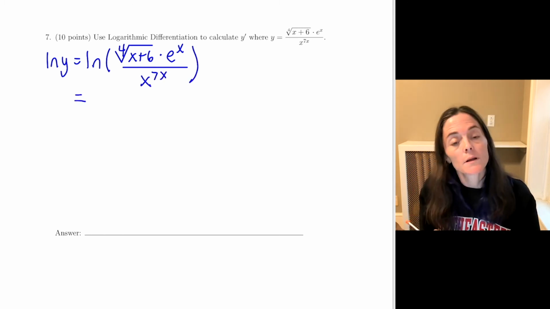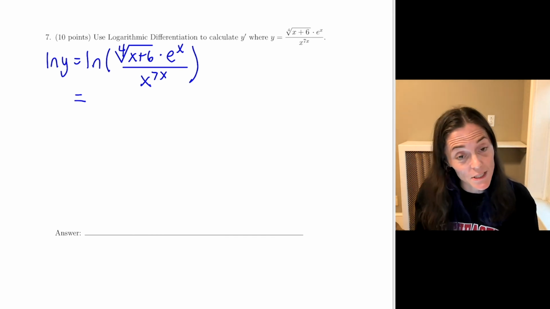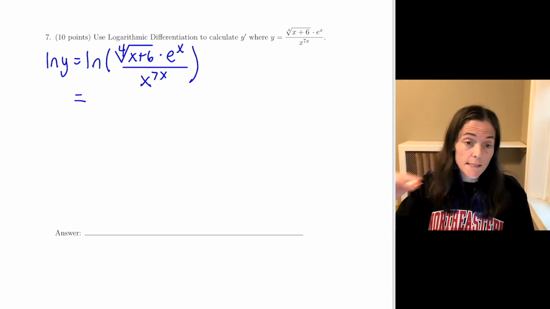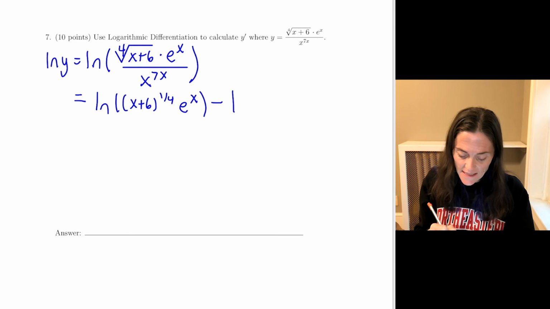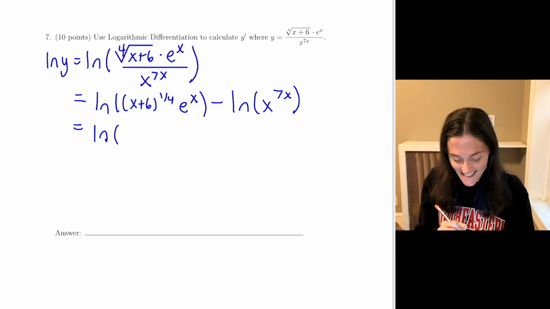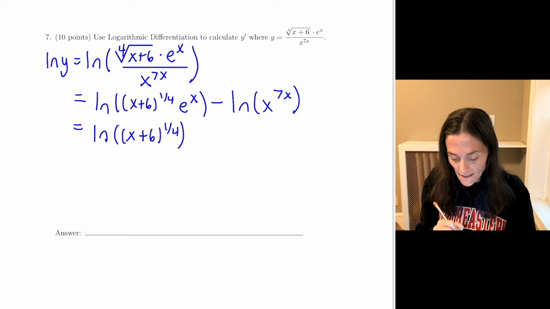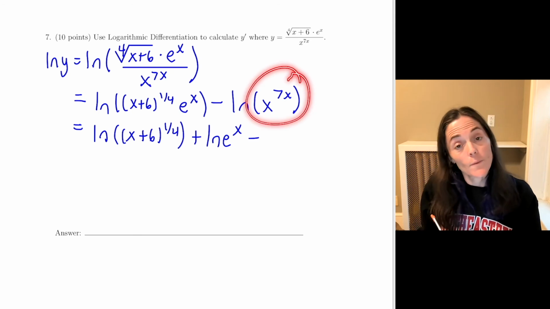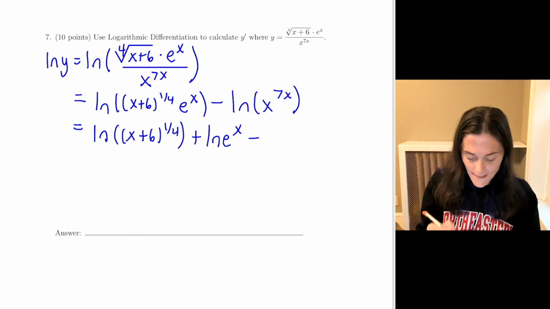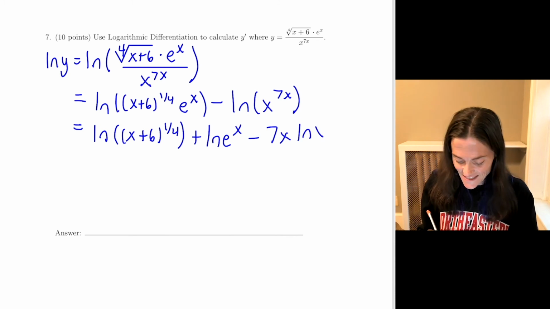Now, next step, use log properties to simplify as much as you can. So the first thing is, you notice I have a quotient. This would be a difference. And at the same time, I'm going to write this as a power. That's x plus 6 raised to the 1/4, because that's going to help me. Now we have a product, ln of x plus 6 raised to the 1/4 plus ln of e to the x. Maybe at this step, I will go ahead and realize I have a power here. This is 7x, natural log x. We bring the power out in front.